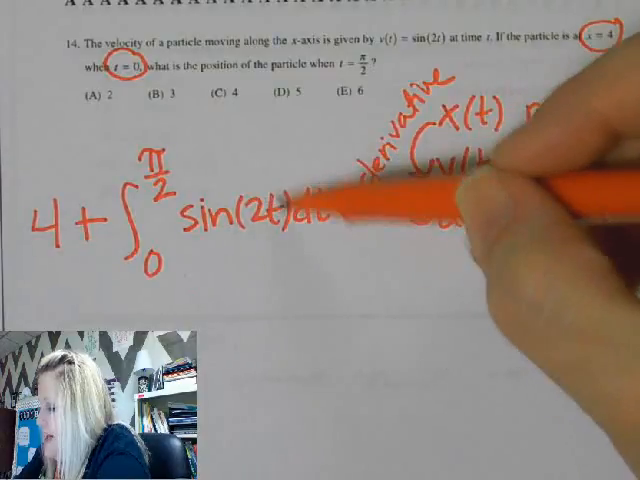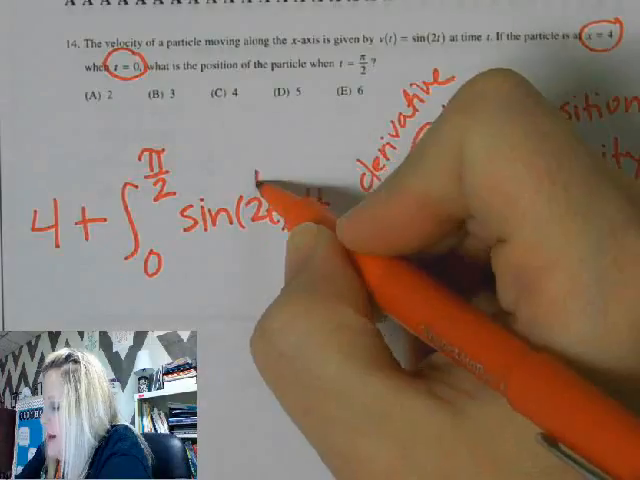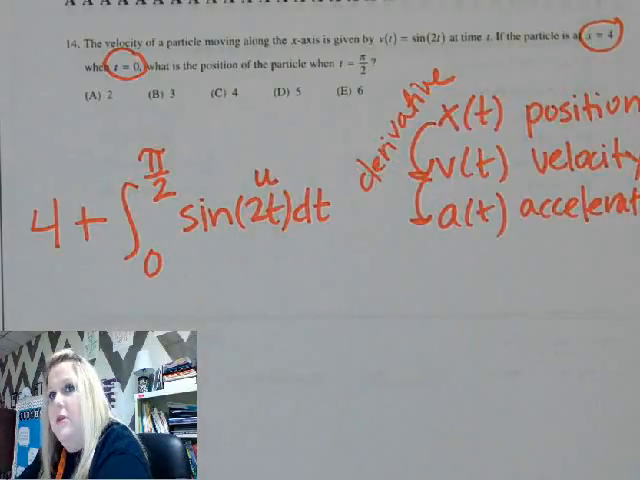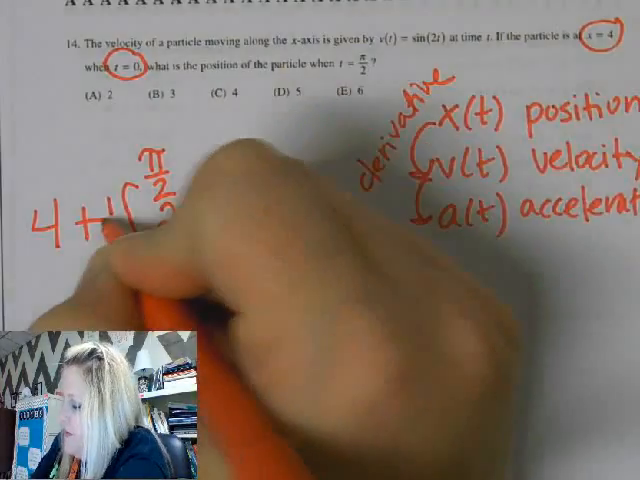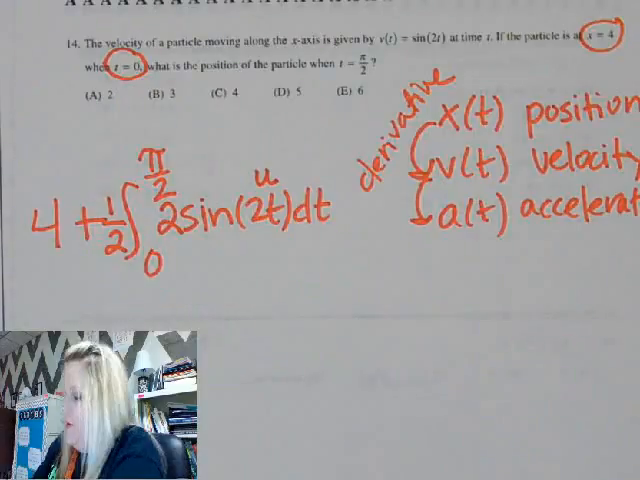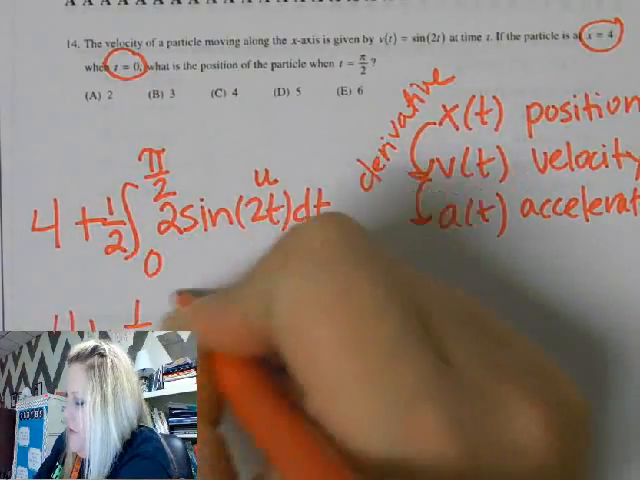So we have this 4, our initial position, that starts at t = 0, and then to find how the position changes from 0 to pi over 2, we're going to integrate the velocity. So when I integrate it, I got negative 1 half cosine 2t. And so if I put in pi over 2 and 0, I get negative 1 half cosine pi minus negative 1 half cosine 0.